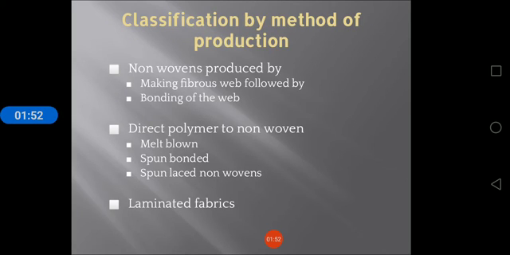And classification by method of production. Nanowinds produced by making a fibrous web followed by bonding of the web. Direct polymer to nanowind. Melt blown, spun bonded, spun laced nanowinds and laminated fabrics.